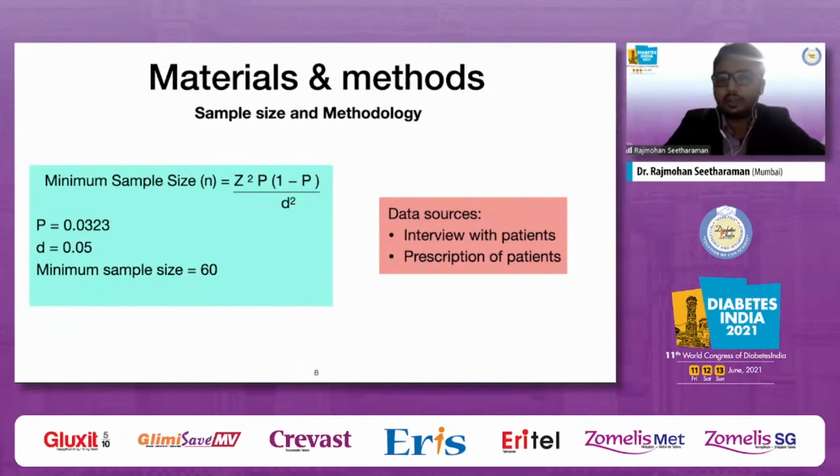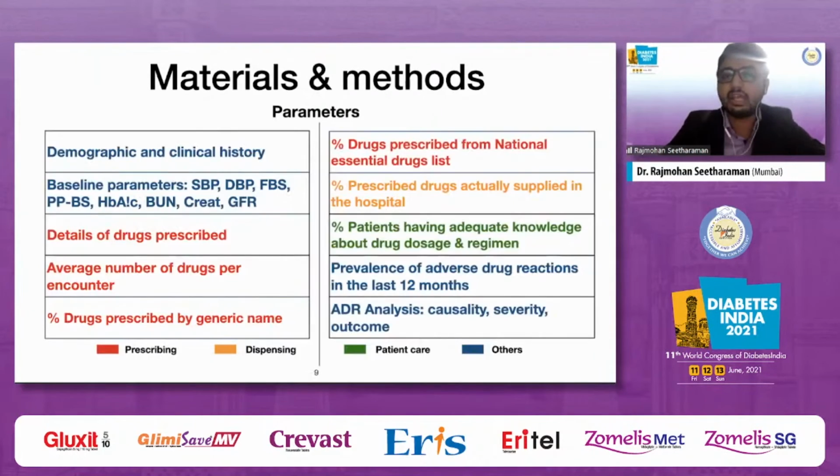With this formula, we calculated a minimum sample size of 60, which was required to carry out the study. Our data sources included interviews with the patients and prescriptions of the patients, from which the data was entered into our case record form. And we analyzed the following parameters: demographic and clinical history baseline parameters, details of drugs prescribed, average number of drugs per encounter, percentage of drugs prescribed by generic name, percentage of drugs prescribed from the national essential drugs list, percentage of drugs which were actually supplied by the hospital, percentage of patients having adequate knowledge about drug dosage and regimen, prevalence of adverse drug reactions in the last 12 months, and ADR analysis for causality, severity, and outcome.